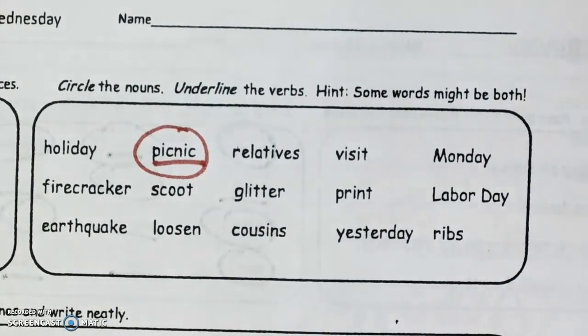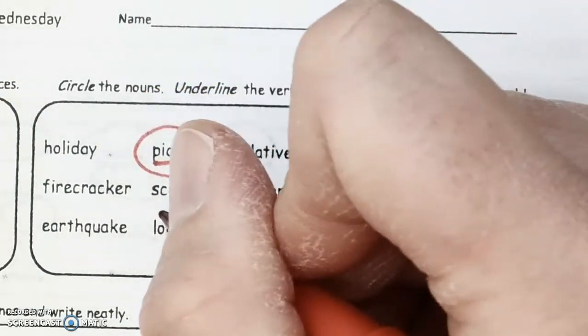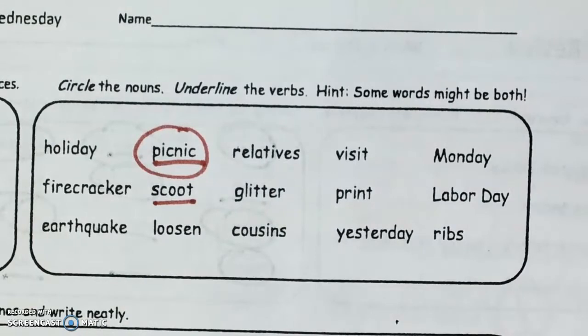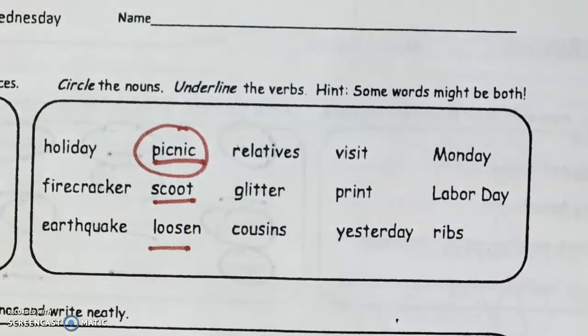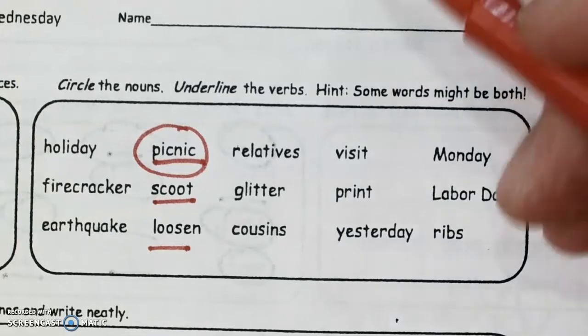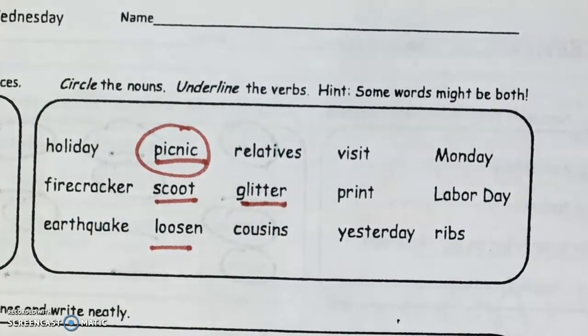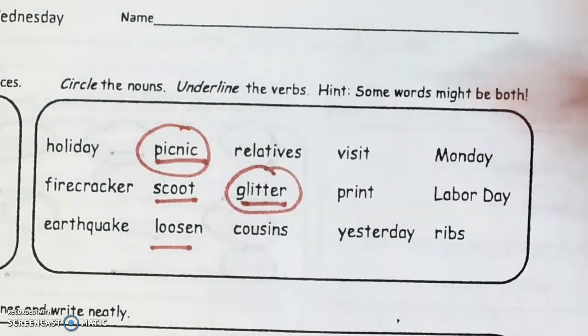Scoot, as in I'm going to scoot on the newspaper across the floor. Scoot, that would be an action. Loosen, if you're loosening your shoelaces, that's an action. Glitter, I'm going to glitter the binder. That could be an action. But if you're picking up the glitter off the ground, which would take a long time, that could also be a thing, a noun. Okay?